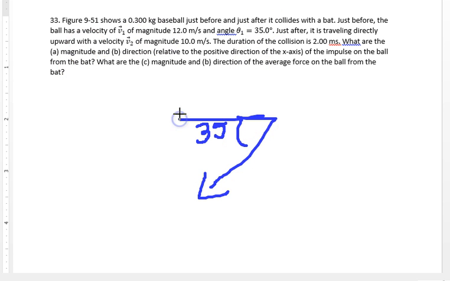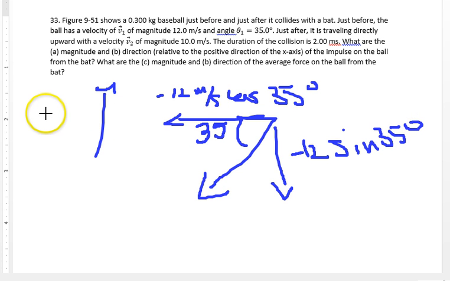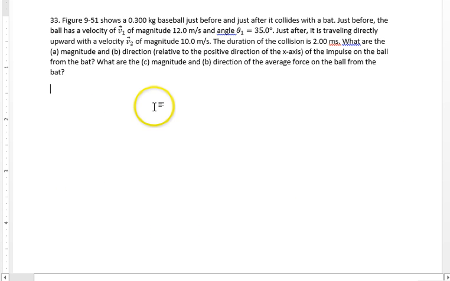And so that means the x component is going to be minus 12 meters per second times cosine of 35 degrees. And the y component is going to be minus 12 times the sine of 35 degrees. And then afterwards, the momentum is all up, and the velocity is 10 meters per second directly up. Okay, so let's start working. What is the initial momentum, right?